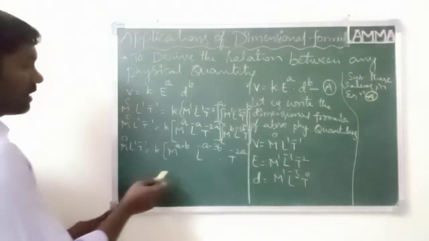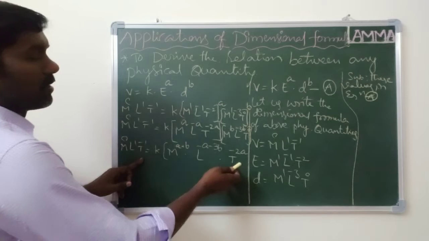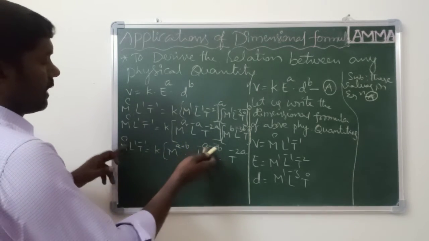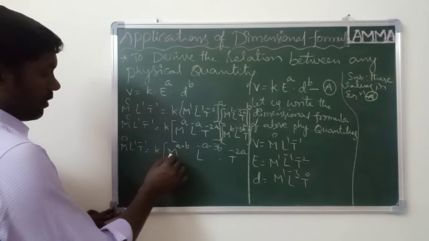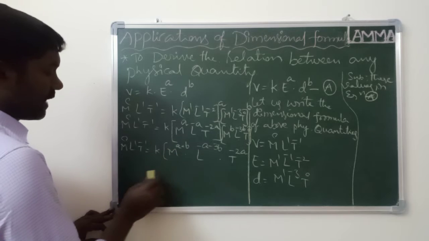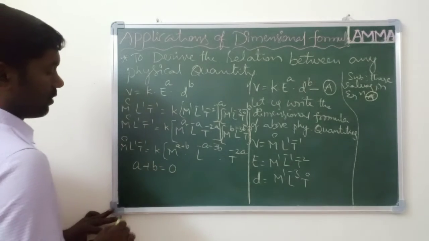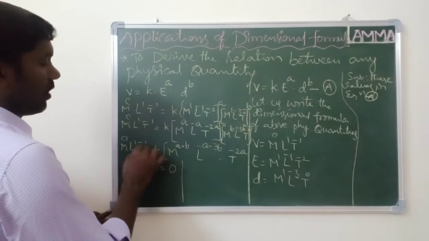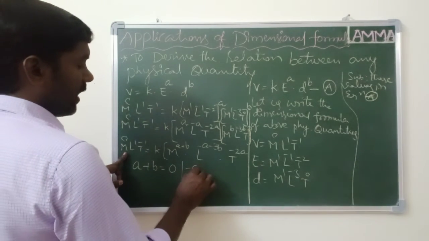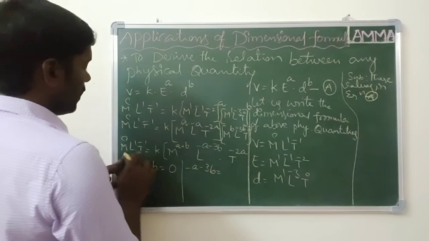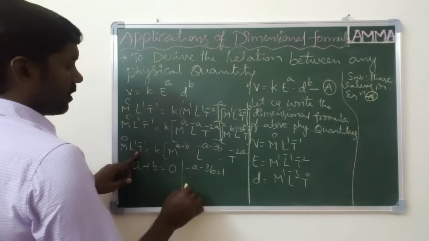Then after that, let us equate the M terms, L terms, T terms, meaning the dimensions of mass, the dimensions of length, the dimensions of time on both sides. Okay? Then what is that? What is the dimension of mass on the right hand side? It is a plus b, and its dimension on the left side is 0. So a plus b is equal to 0. Then what are the dimensions on both sides of length? Minus a minus 3b is equal to plus 1. So after that, what are the dimensions on both sides of time?